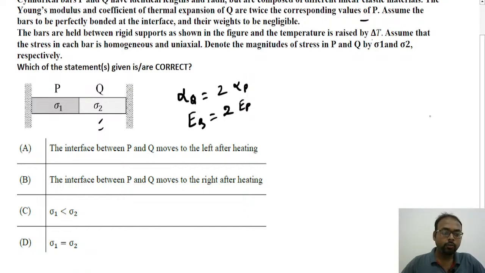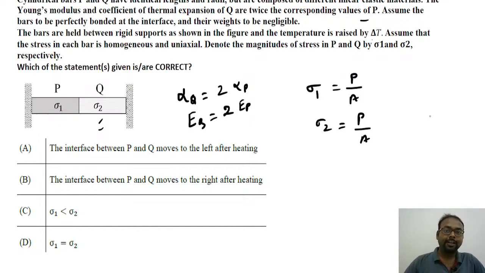First of all, we will try to find sigma 1. Sigma 1 will be given by P by A, and sigma 2 will also be given by P by A. So these are the two values, sigma 1 and sigma 2, the stress acting here. We can see that the stress is the same in both cases, given by P by A, because both bars have the same area. That's why option D will be right.